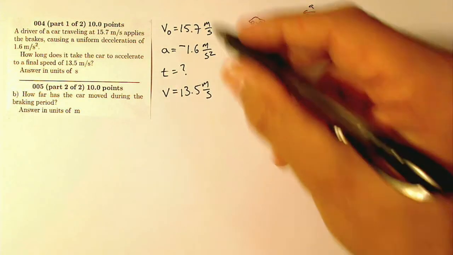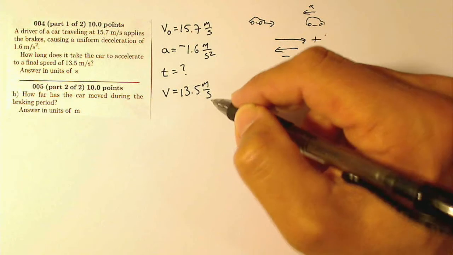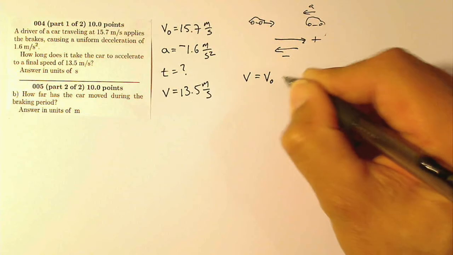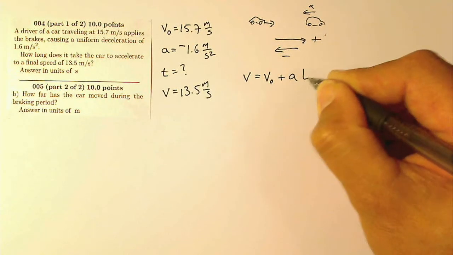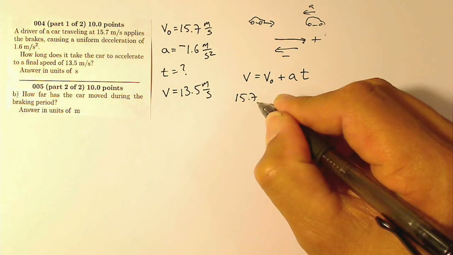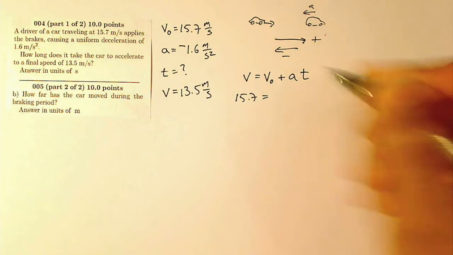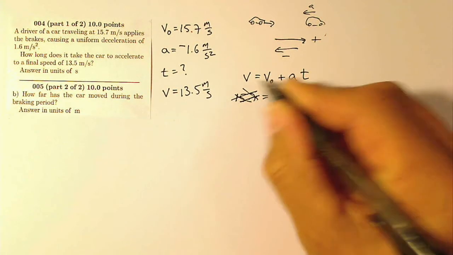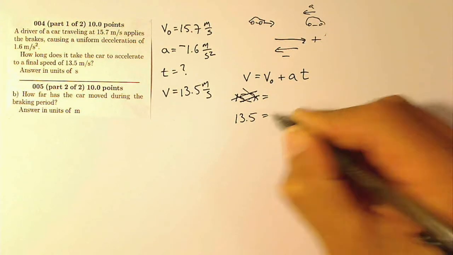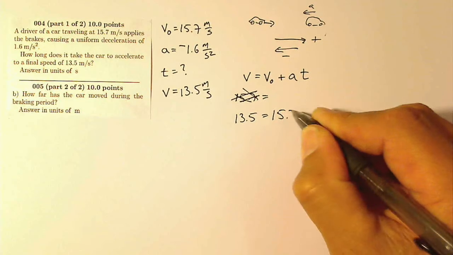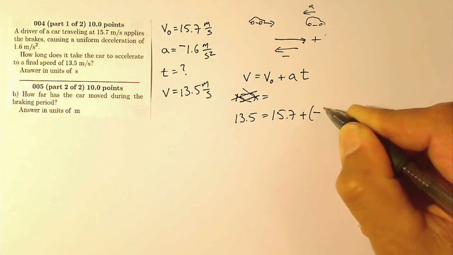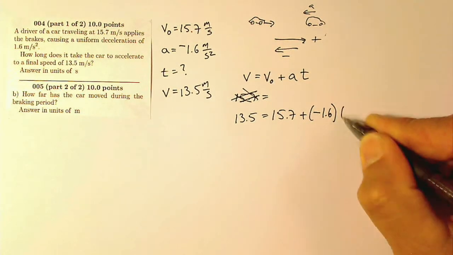The equation I have that relates these four variables without displacement is that my final velocity equals my initial velocity plus my acceleration times time. My final velocity is 15.7 meters per second equals my initial, I got that backwards, see? Even Mr. Beck can make a mistake. My final velocity is 13.5 meters per second equals my initial velocity of 15.7 meters per second plus my acceleration of negative 1.6 times my time.